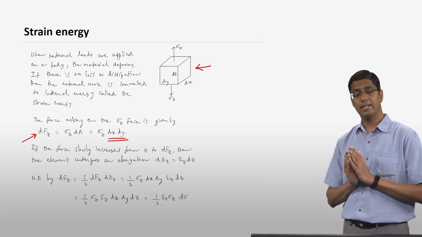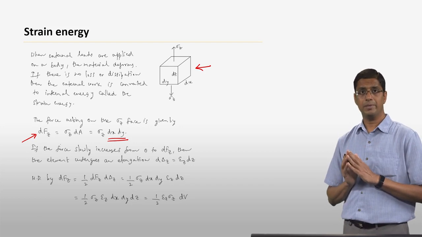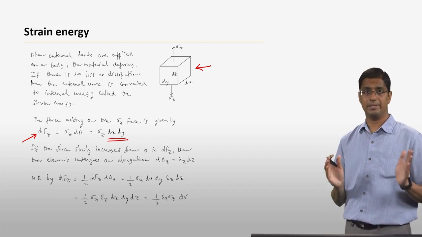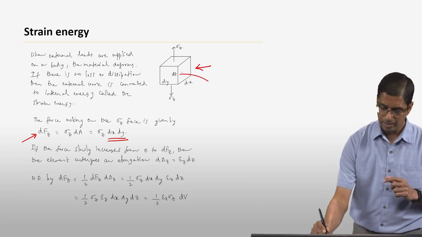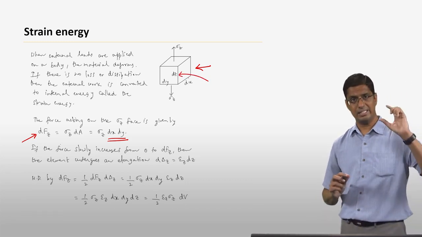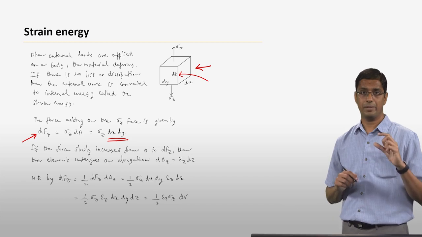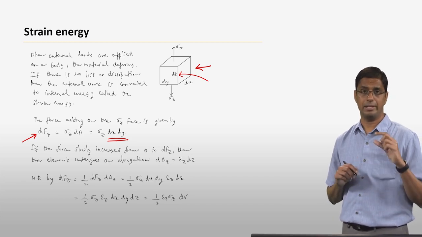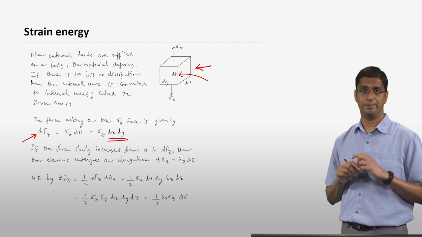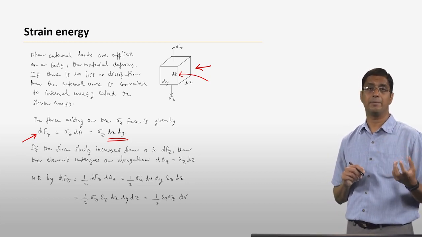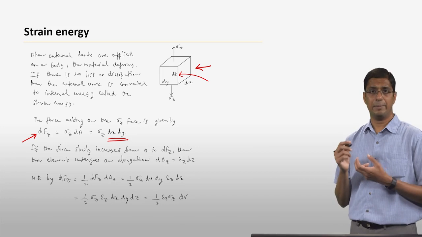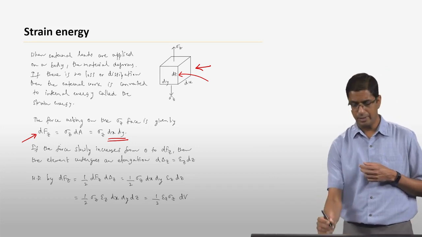The strain, if it is epsilon z, then the total deformation is given by epsilon z times dz, because dz is the original length of the element in the z direction. So delta z, the change in length, is going to be nothing but epsilon z times dz. Okay, so that is what I have written here.